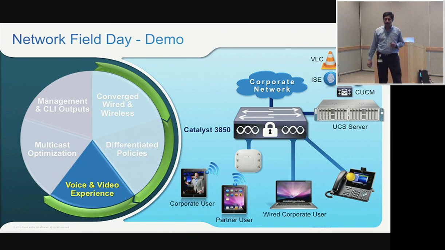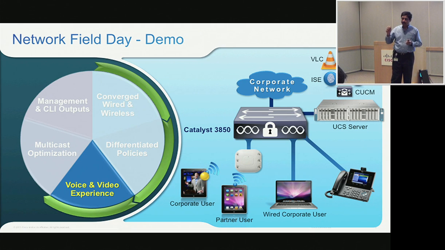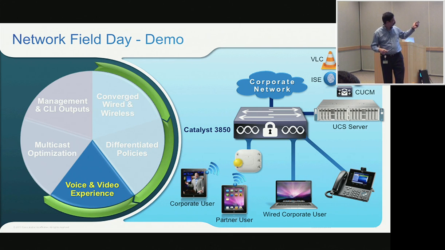Now let's go to the voice and video experience. As I mentioned earlier in the morning, in the older centralized architecture, everything goes north-south. All the traffic hits the controller and then hairpins back to the devices. Here, there is one wired device, an IP phone, connected to the same switch. And we also have a Jabber client on an iPad running on an access point connected to the same switch, which is the 3850.